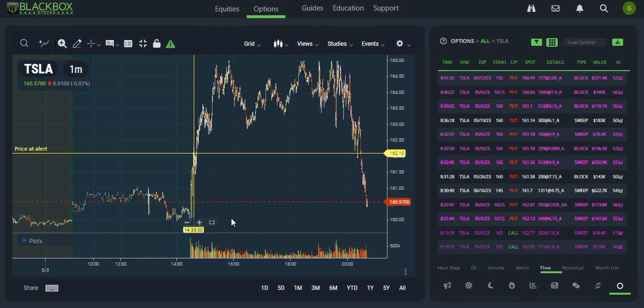So obviously, if we'd bought a call option today on Tesla, say for 161, and we managed to get out at say 165, we'd have made quite a tidy profit. Even if you only bought one contract, we would have made quite a tidy profit. Now, obviously, very volatile.